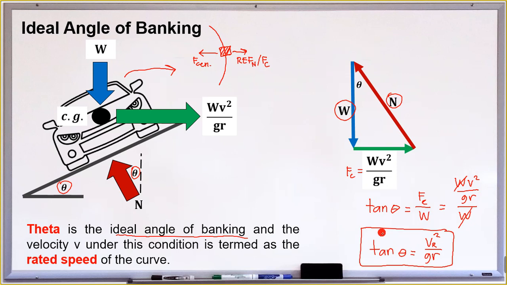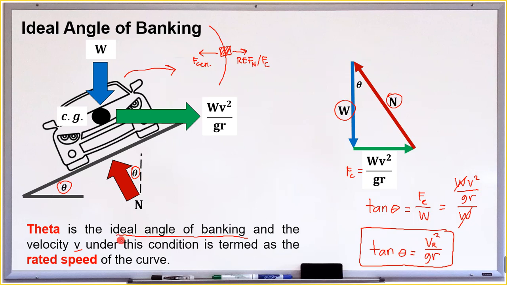The radius of the curve pavement. And then the velocity v under this condition is termed as the rated speed of the curve. So the rated speed, we abbreviate it as VR. What this VR, rated speed, means is that it is the minimum speed required so that you do not get thrown off the road, or to prevent the vehicle from skidding.